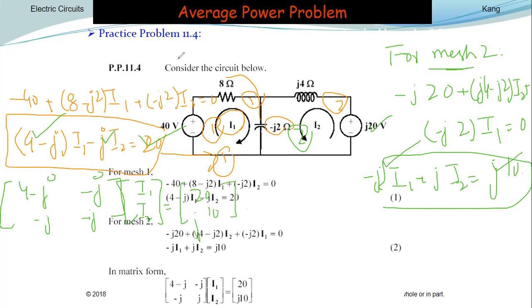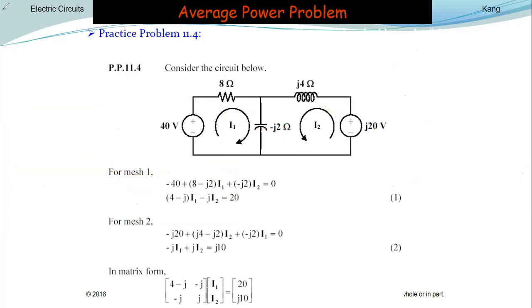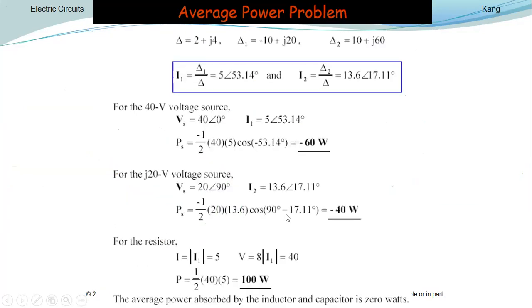After the matrix, we have to find the values to complete the equation. So I1 equals delta 1 upon delta, and the value will be this one. Again, for I2 it will be equal to delta 2 divided by delta, and the value equals this one. So these are the values which will be given.